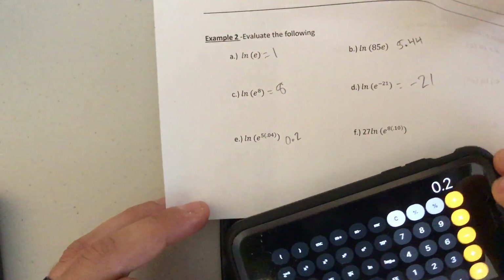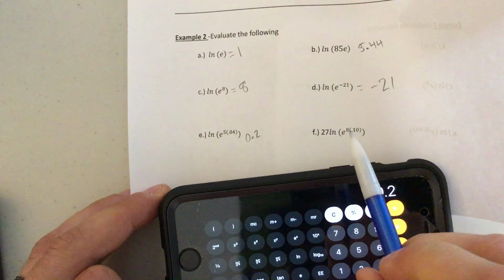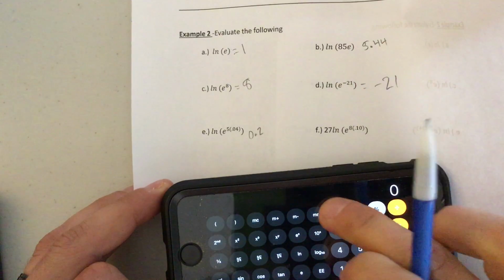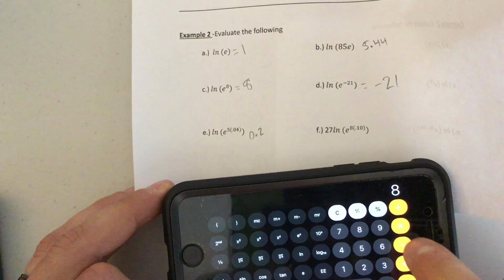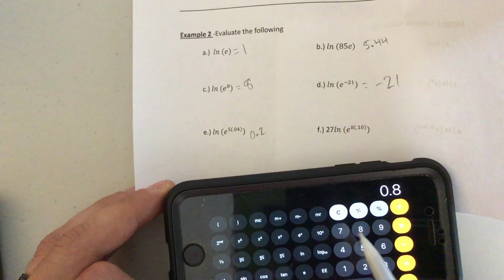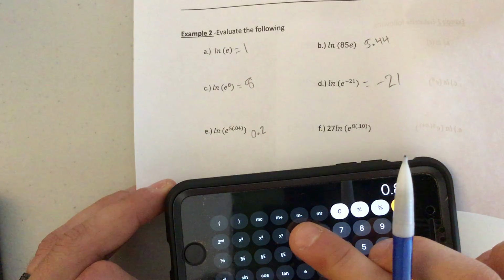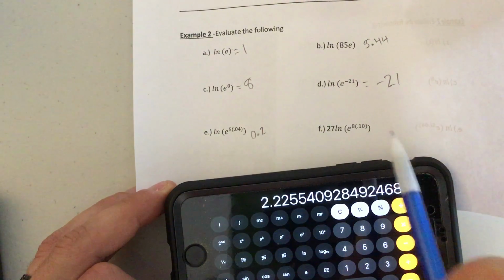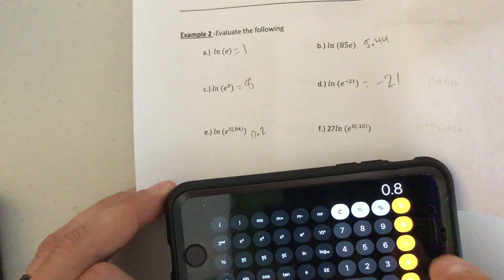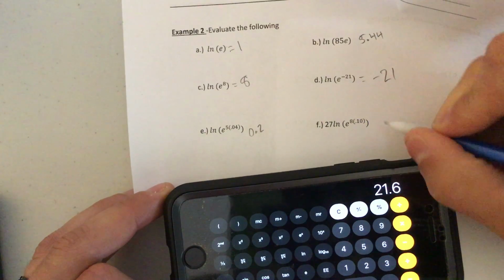I guess I did tell a little fib because we're going to knock this one out. 8 times 0.1 gives us 0.8. We're going to take e to the x of that, then the natural log of that, times 27. Sure enough, 21.6.